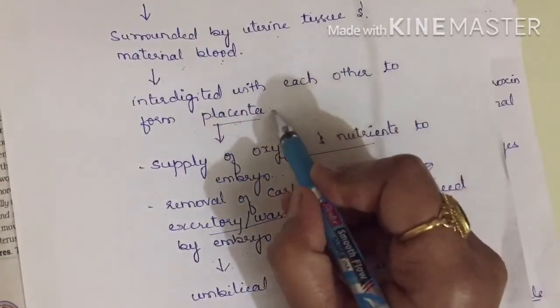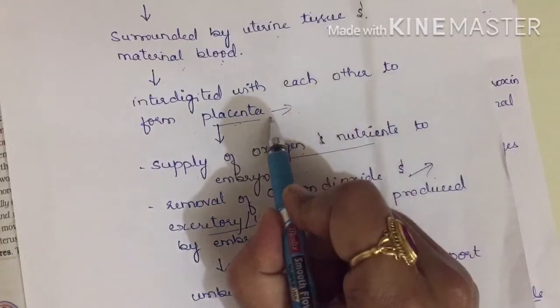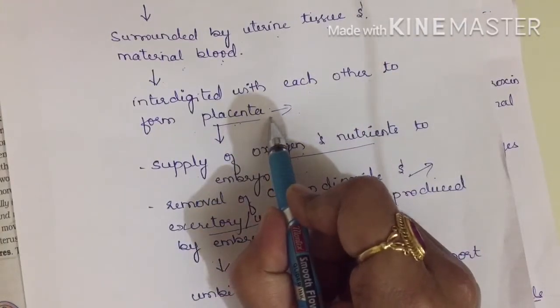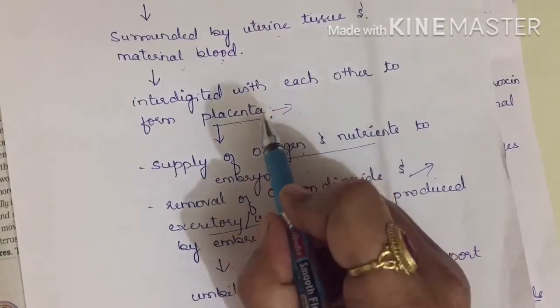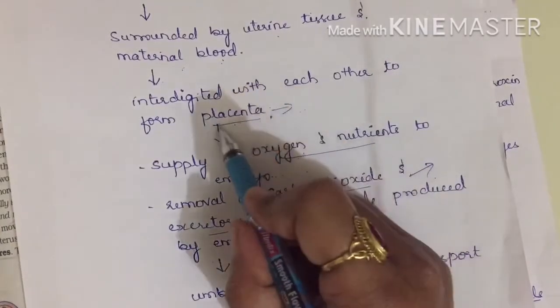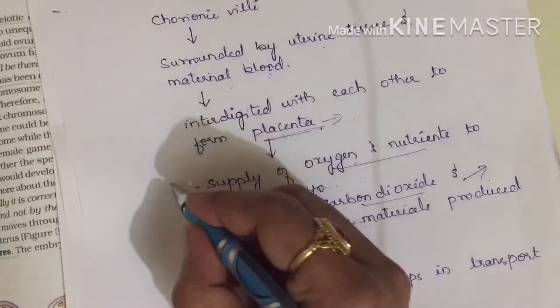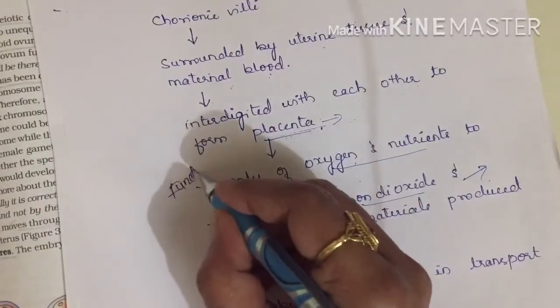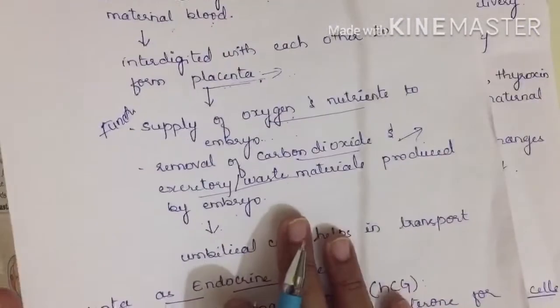Now what do you write? What is the placenta? The placenta is the structural and functional unit between mother and fetus. For that we call it the placenta. These are the functions of it.